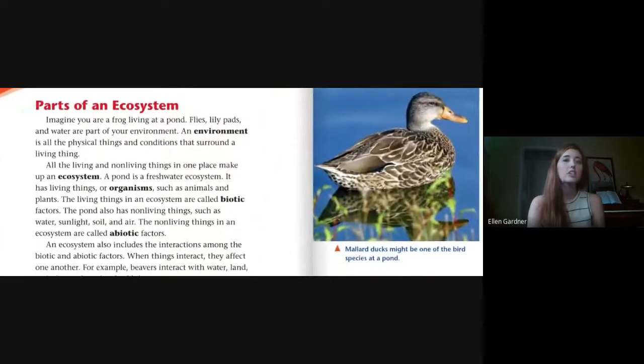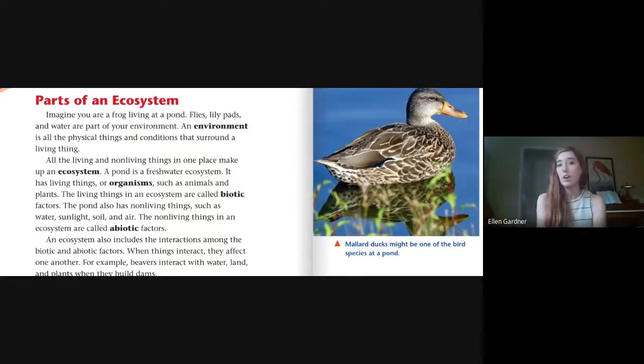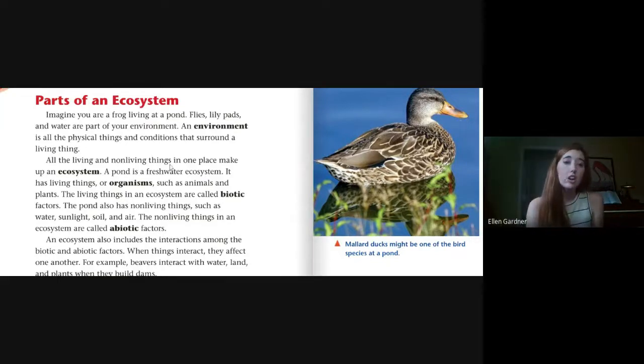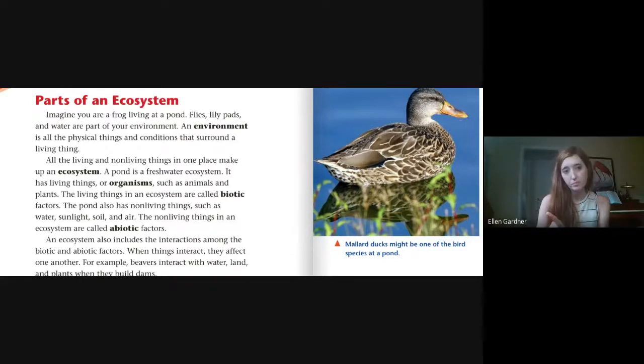All right, so imagine that you are a frog living at a pond. Flies, lily pads, and water are part of your environment. An environment is all the physical things and conditions that surround a living thing. So our environment around us is all of those physical things that we are around, but also conditions, like what the weather is like around us. All the living and non-living things that are in one place make up an ecosystem.